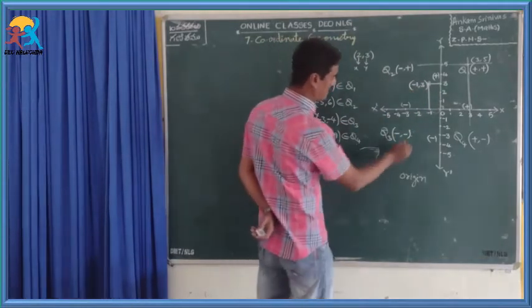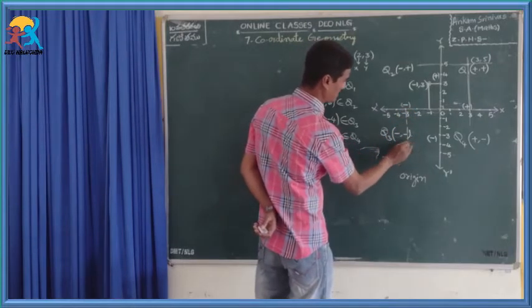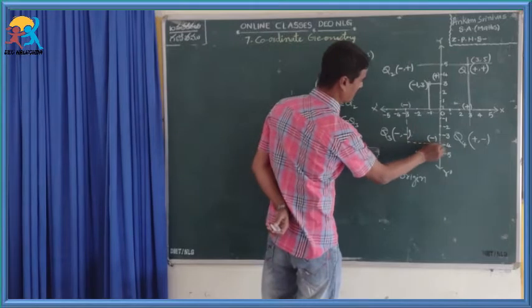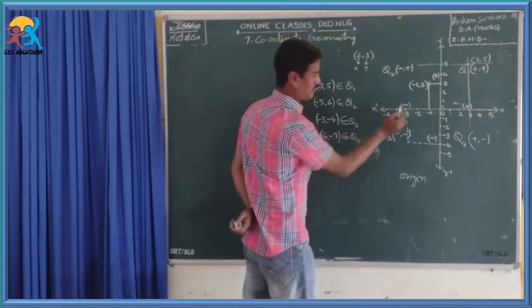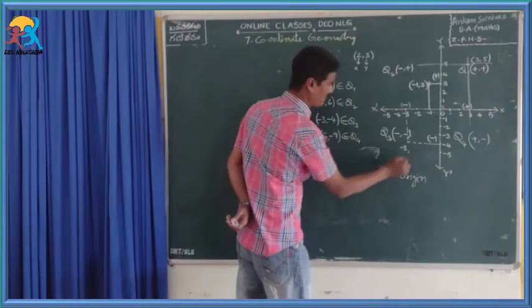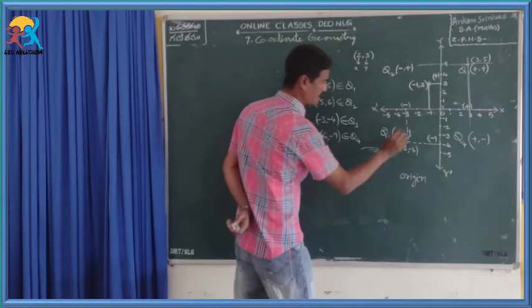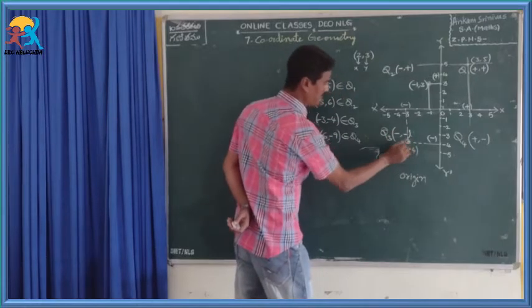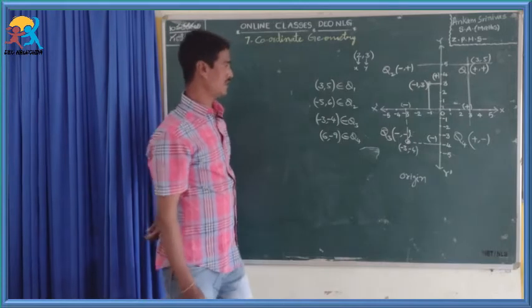Suppose I take this point. Now how many units on the x-axis? Minus 3, and on the y-axis, minus 4. So this point is indicated by minus 3 comma minus 4.